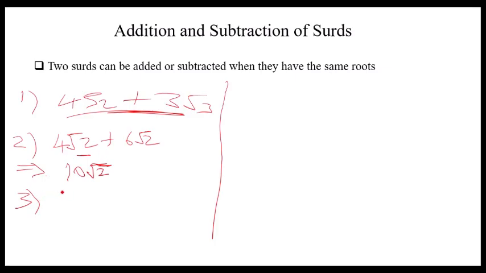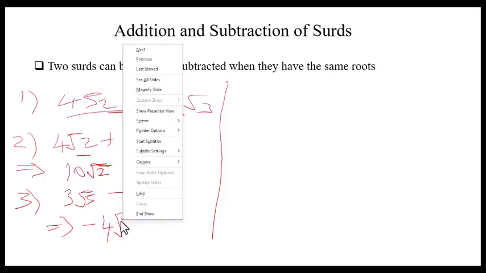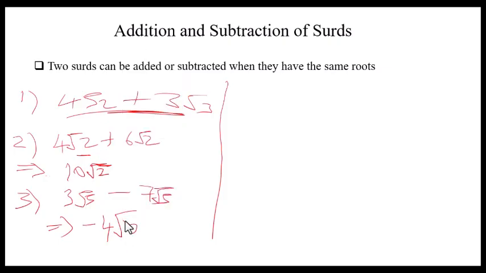Let's take another example. 3 root 5 minus 7 root 5. Here, what are we going to have? So like we did in the other place, in here, we are going to take the whole numbers. That's 3 minus 7. 3 minus 7 is what? Minus 4. Then we are going to take one of the surds, right? That's root 5. Do you understand?